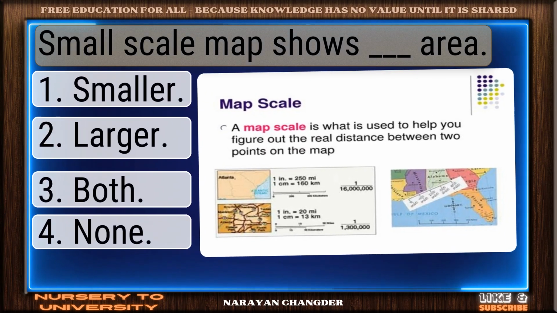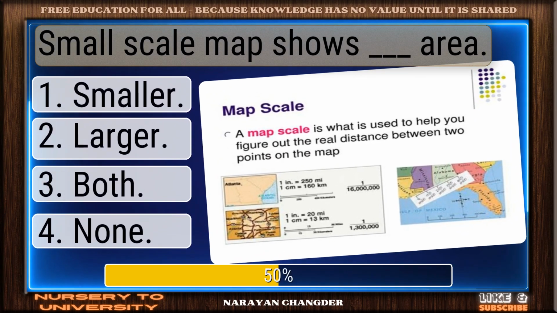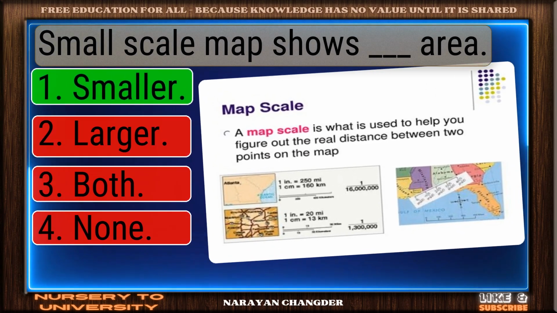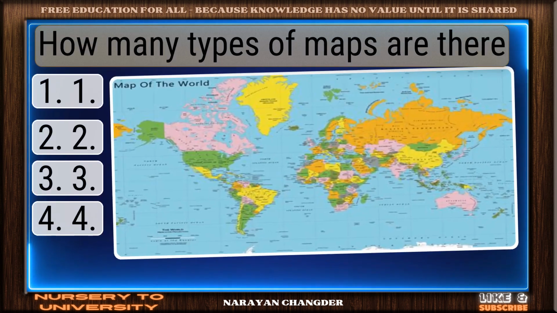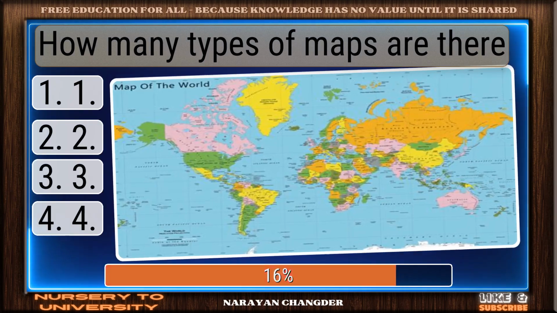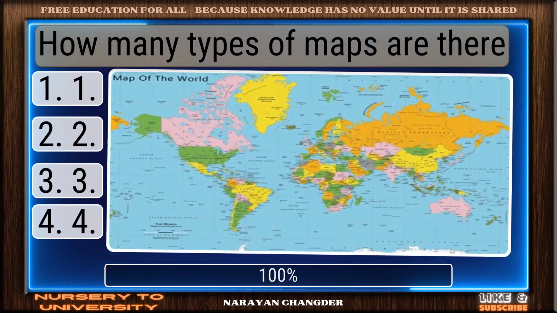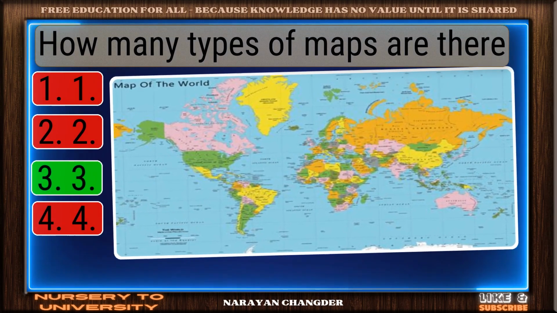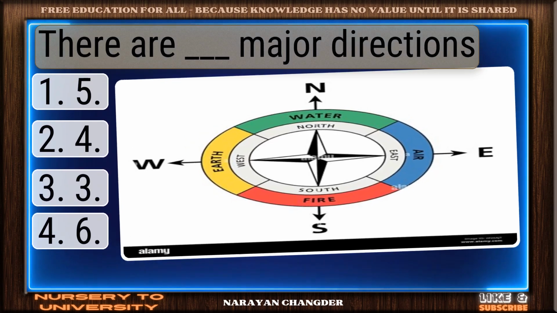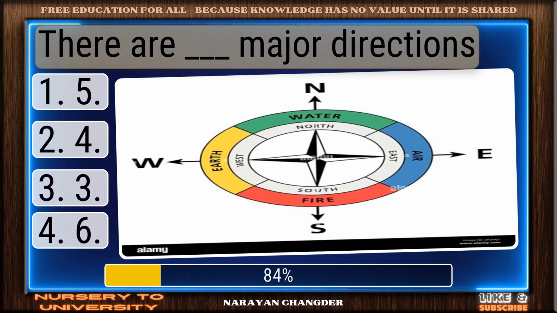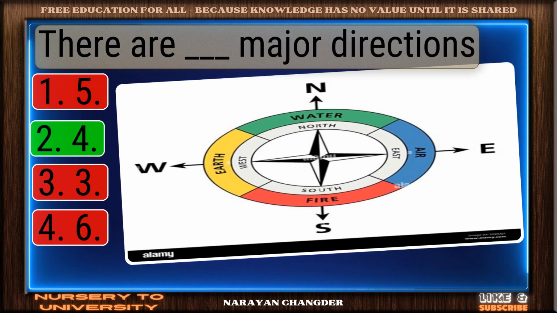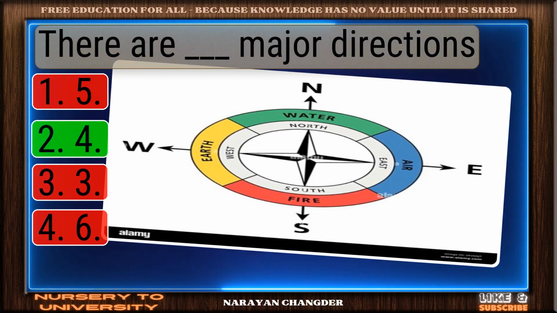Small-scale map shows dash area. On track. Smaller is the correct answer. How many types of maps are there? Valid point. 3 is true. There are dash major directions. Exactly. 4 makes sense, and it is the right choice.